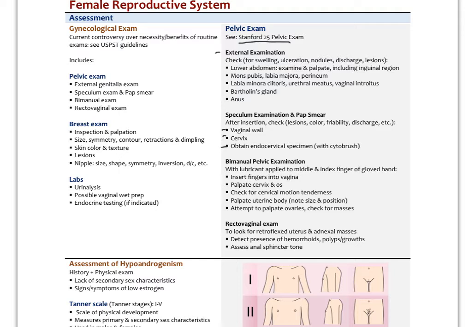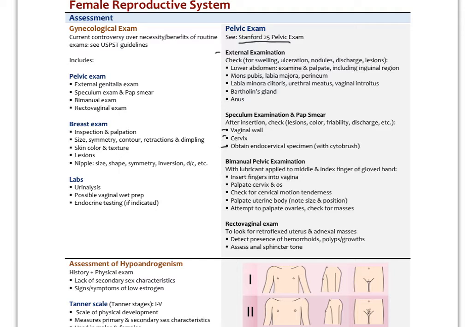And the final part of the pelvic exam is the rectovaginal exam, to look for a retroflex uterus and any adnexal masses. And we also use this to detect the presence of hemorrhoids, any polyps or growths, and assess the anal sphincter tone. So that's all part of the pelvic exam.